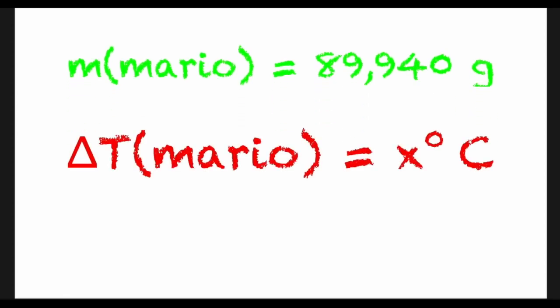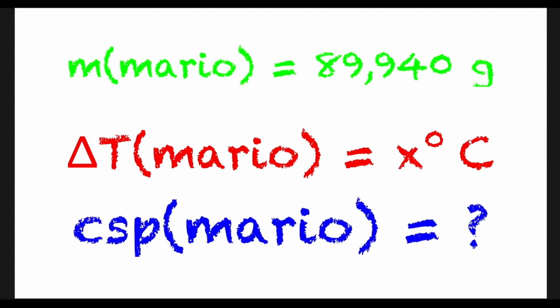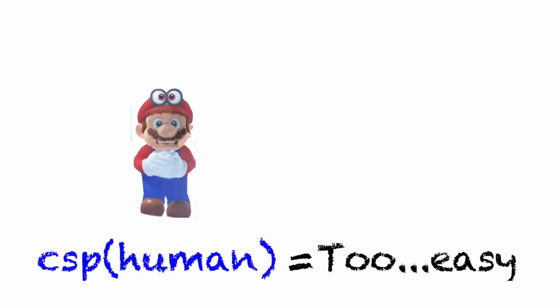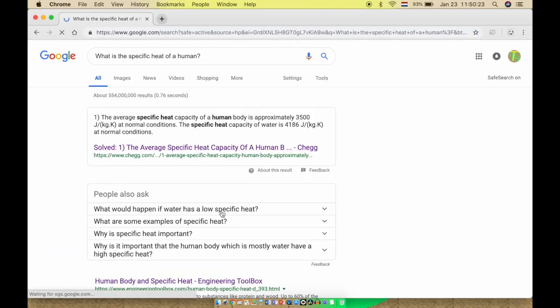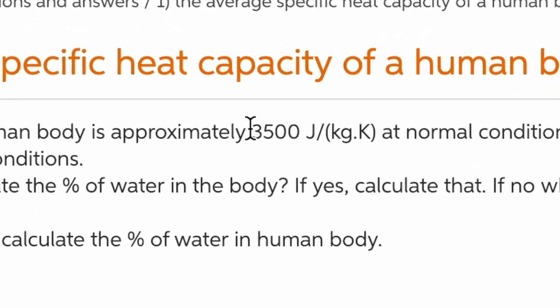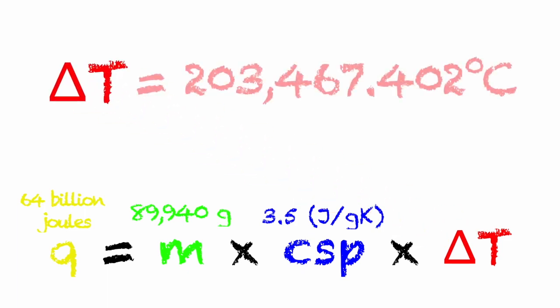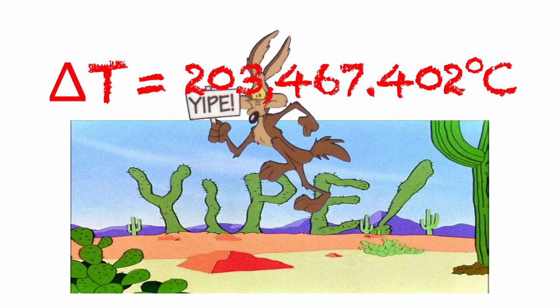We'll set delta T as X since that's what we want to find out. Now we have the tricky one, the heat capacity of Mario. We'll assume that Mario is a human for simplicity, and the heat capacity of a human was surprisingly easy to find. It's exactly 3.5 joules per gram Kelvin. Divide both sides by 3.5 and 89,940, and we'll get our change in temperature, which is 203,467.402 degrees Celsius. That is quite a few degrees.